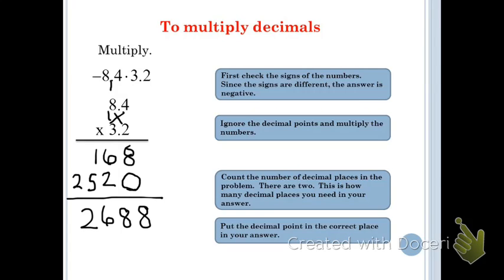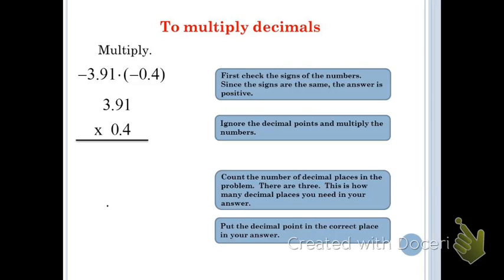And now let's see how many decimal places we have. 1, 2. So I will go 1, 2, and place my decimal point. So 26 and 88 hundredths. And my answer is negative because my signs are different. Don't forget that.